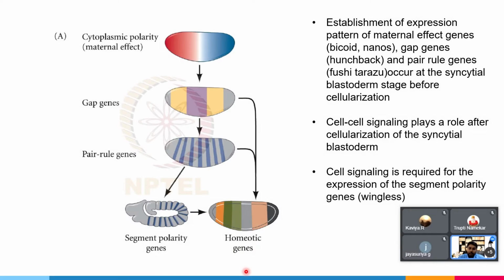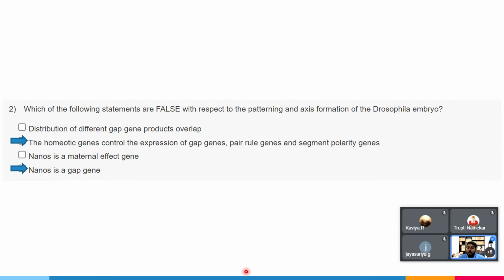So the option is, and now it is here. The false options are: homeotic genes control the expression of gap genes, pair-rule genes, and segment polarity genes, and nanos is a gap gene. Nanos instead is a maternal effect gene, and these genes play a role in controlling the expression pattern of homeotic genes. And this is also about the distribution of different gap gene products overlap.